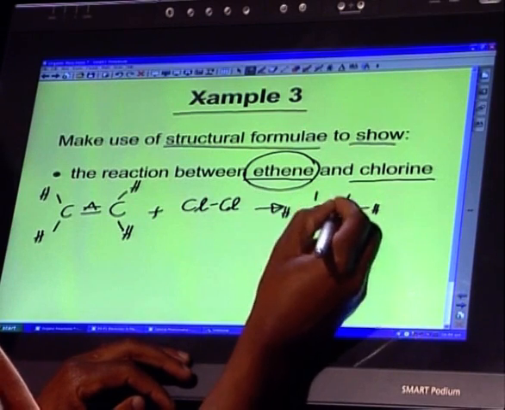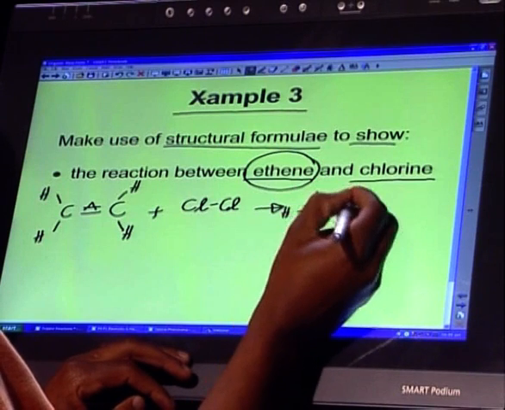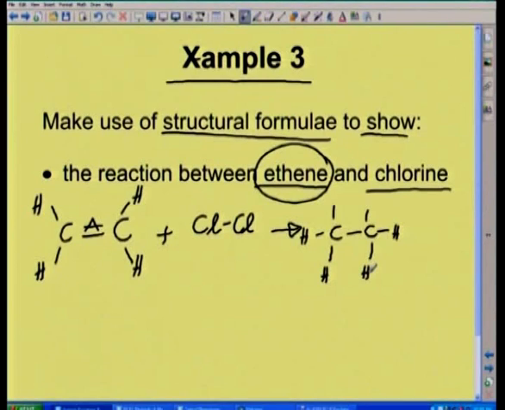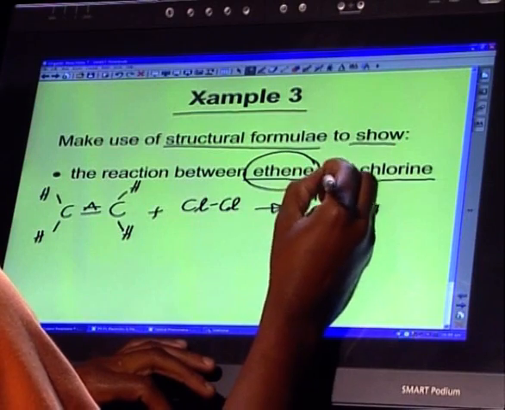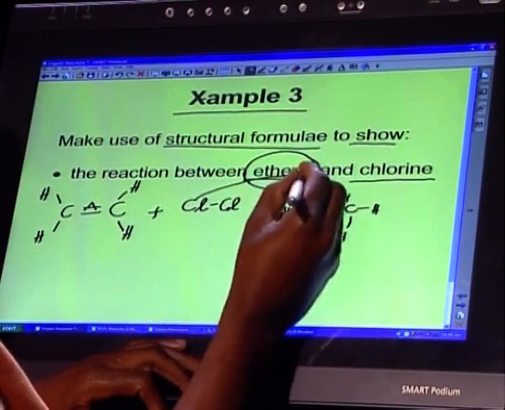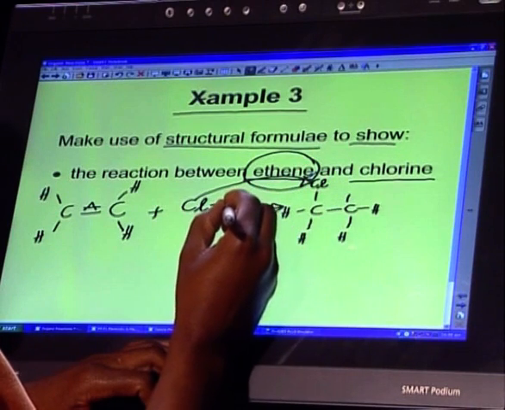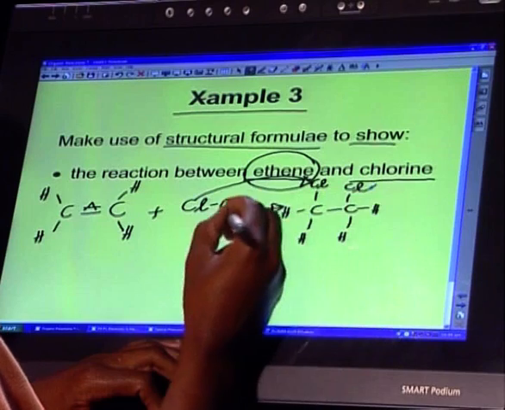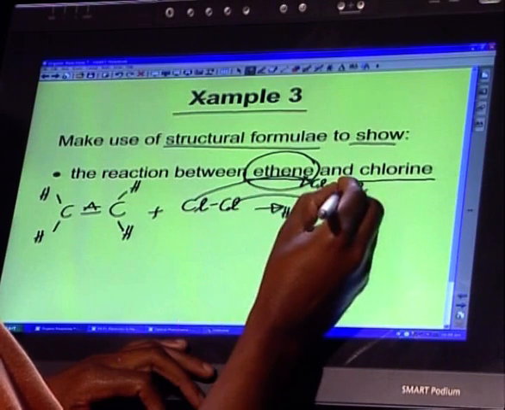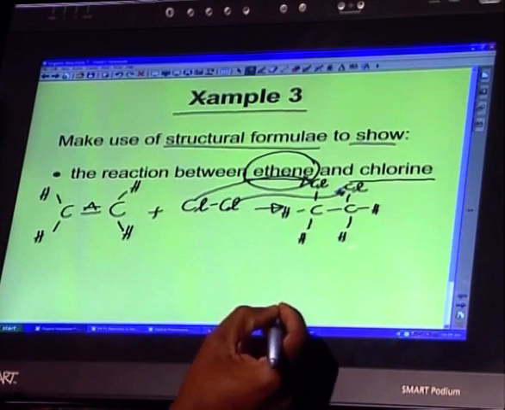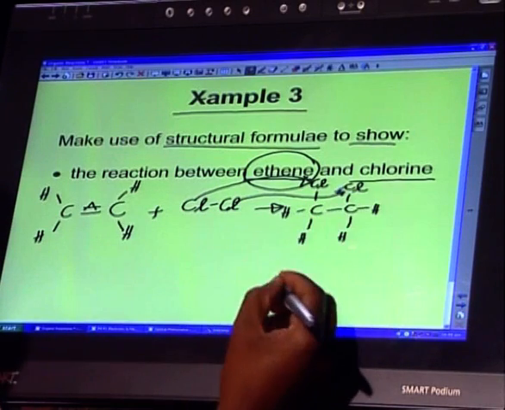But then this broken bond here has created two spaces in which any other atom can come in. And now, what is that atom that can come in this reaction? Obviously, these are atoms of chlorine because ethene here is reacting with chlorine. So you're going to have one of the chlorines going there, and you will have the other chlorine atom, which is this one, going there. So you have got your dichloroethane formed.